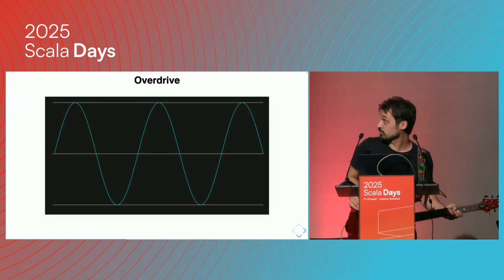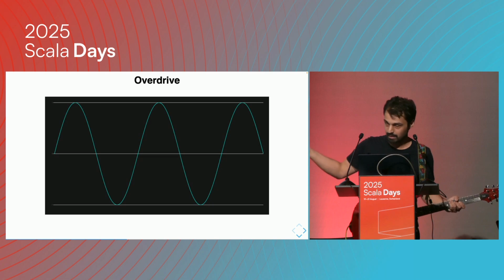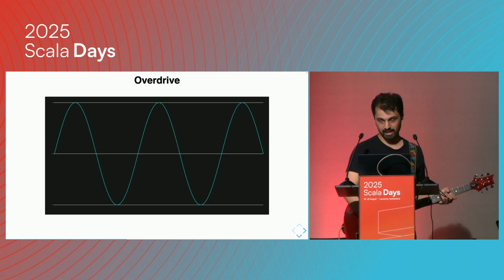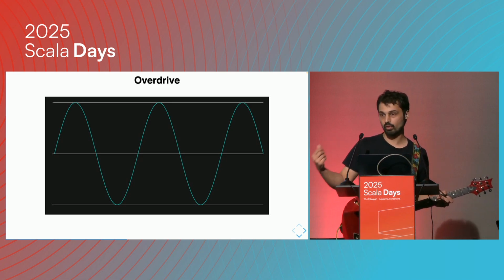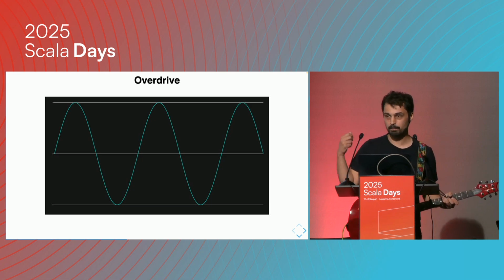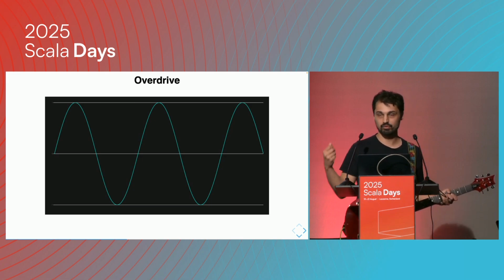I'm going to go back again to our reference image. Audio signal looks like this. And I briefly alluded to the fact that my audio interface has a maximum volume that it can really deal with. And it turns out guitar amplifiers are the same. There's a maximum volume they can amplify stuff to.